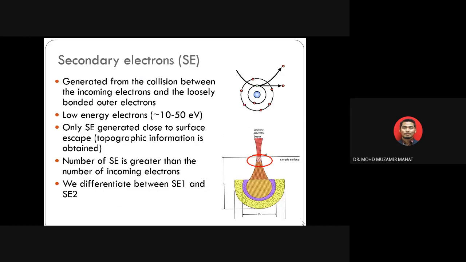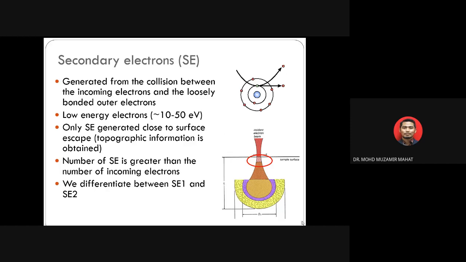What are secondary electrons? A secondary electron is generated from the collision between the incoming electrons and the loosely bound outer electrons, and it has low energy, between 10 to 50 electron volts. Only secondary electrons generated close to the surface can escape, so topographic information is obtained. The number of secondary electrons is definitely greater than the number of incoming electrons.